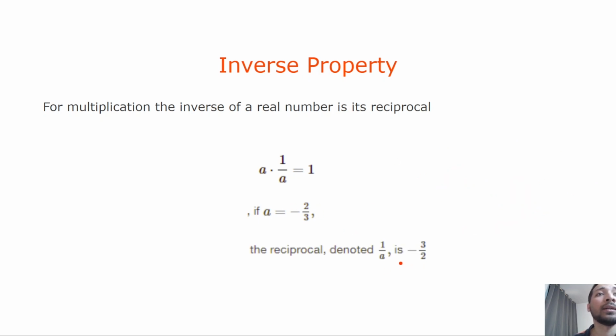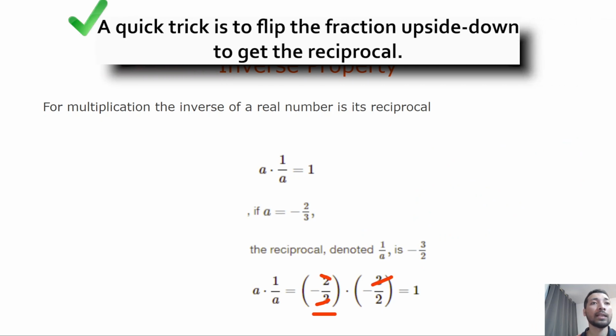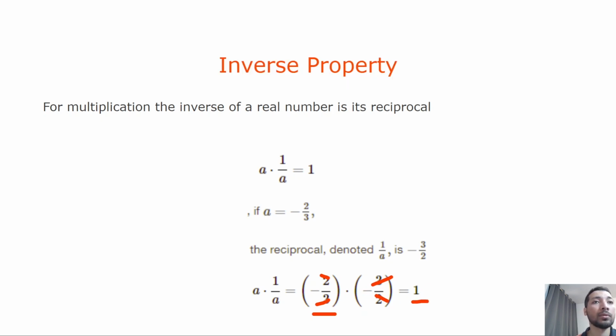If you multiply this negative 2 over 3 and negative 3 over 2, we get 1. So you can see that these 3 cancel each other out and these 2 cancel each other out. Negative times negative is positive 1 over here. So it comes down to 1.